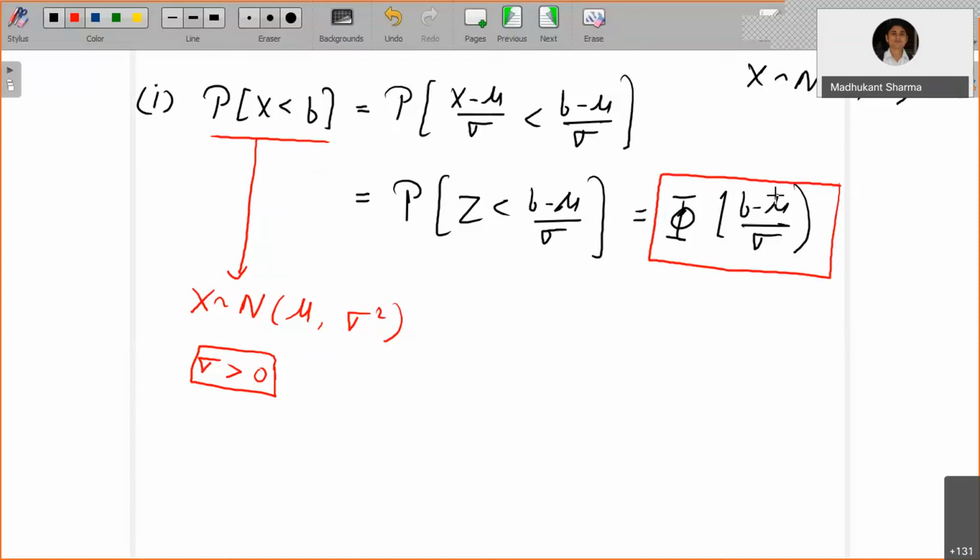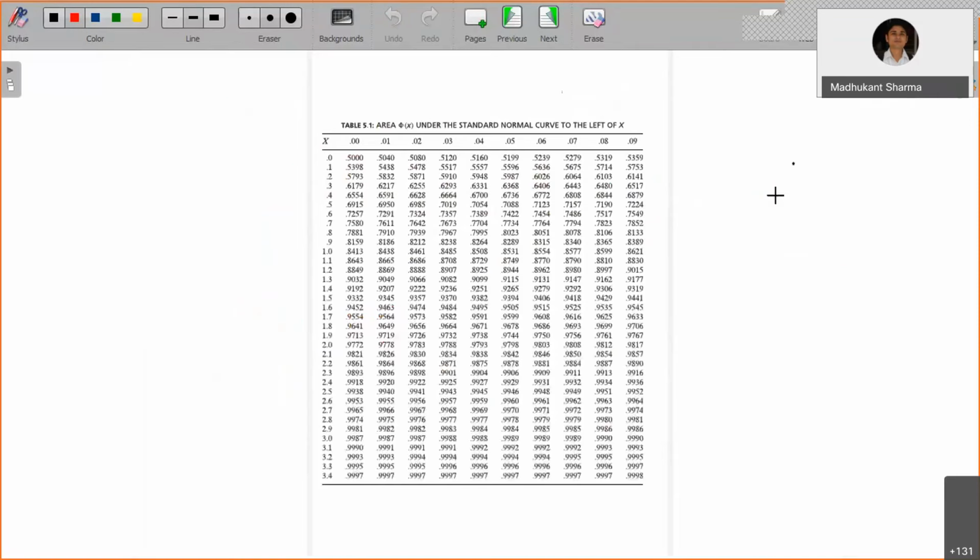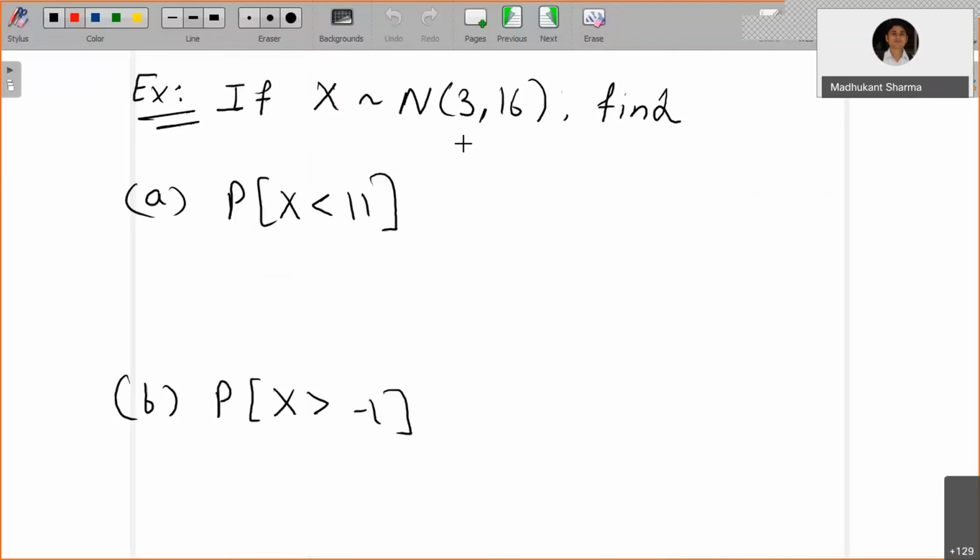Right, so let's try to solve one problem and see how we use the standard normal table. This is the standard normal table, which I will come back to once I start solving the problem. Now let's take this exercise. Let's say X follows a normal distribution with mean mu and variance sigma square. It should be clear that this is sigma square, not sigma, so it is not the standard deviation here but the variance.